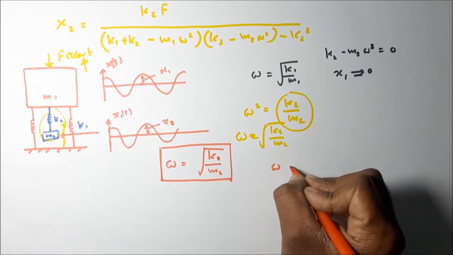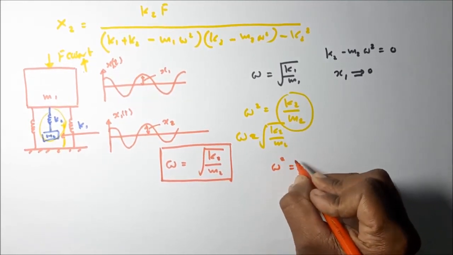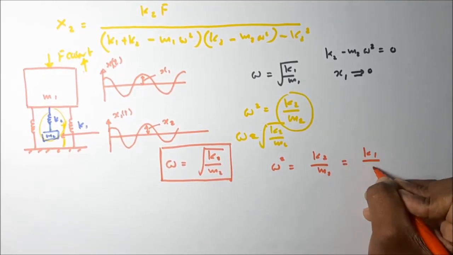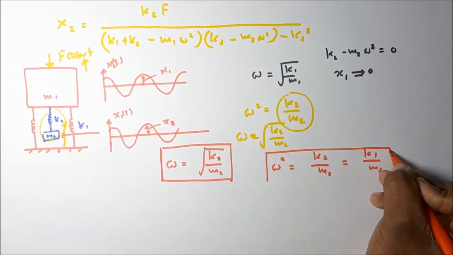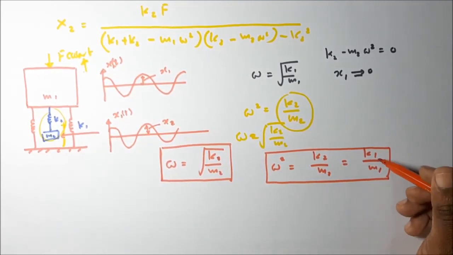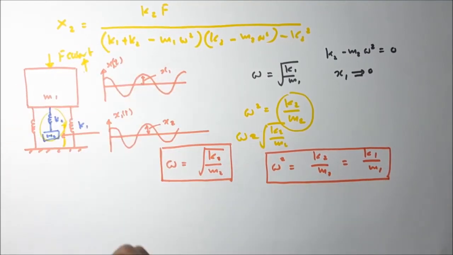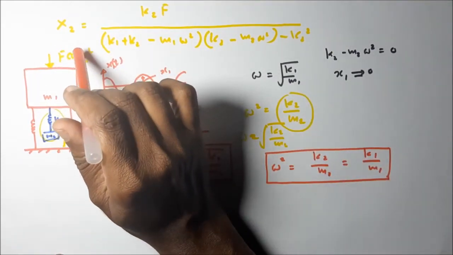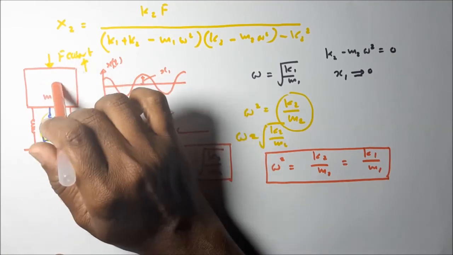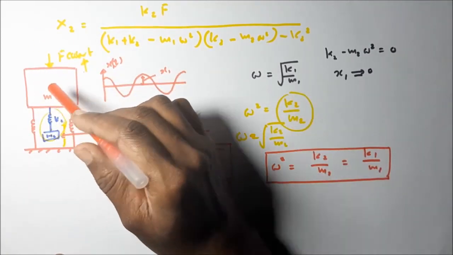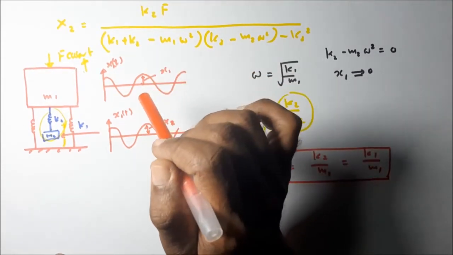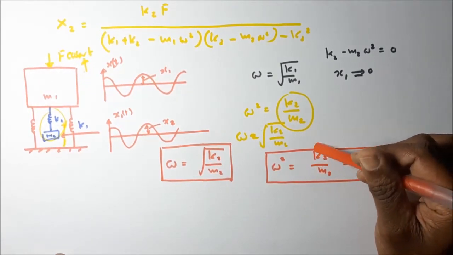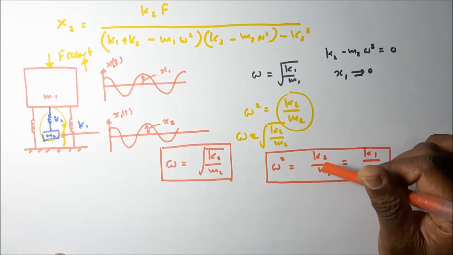The omega square is equal to k2 divided by m2 and also k1 divided by m1. This is the condition. What does this k1 divided by m1 mean? This is the system natural frequency. What happens if the excitation force frequency coincides with the system natural frequency? The system vibrates with a very high amplitude. The absorber is designed to minimize that amplitude of the vibration, so this is the condition for the tuned vibration absorber.